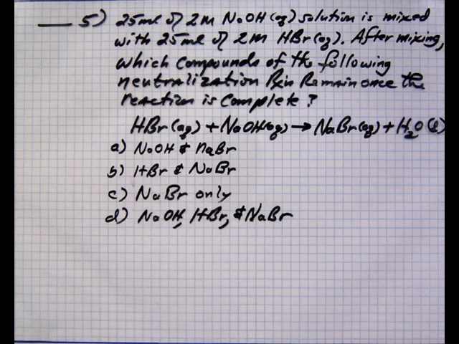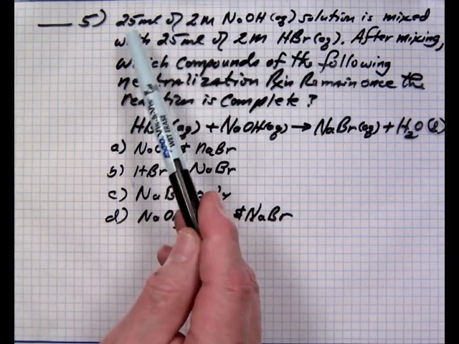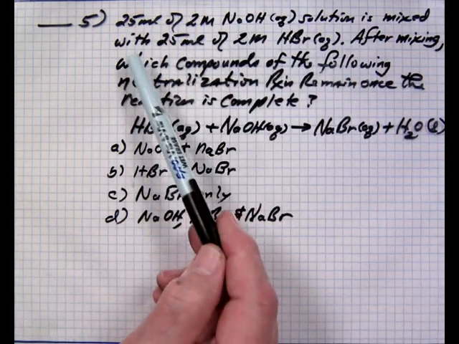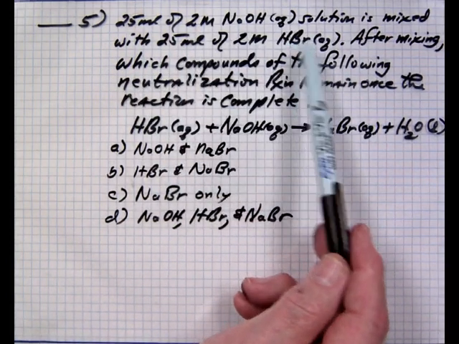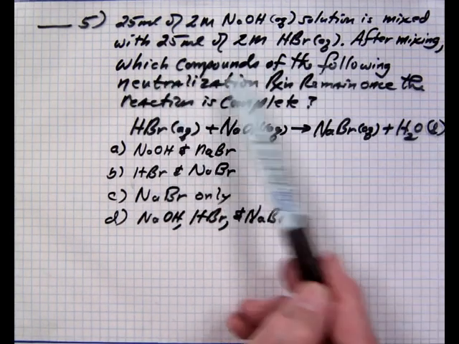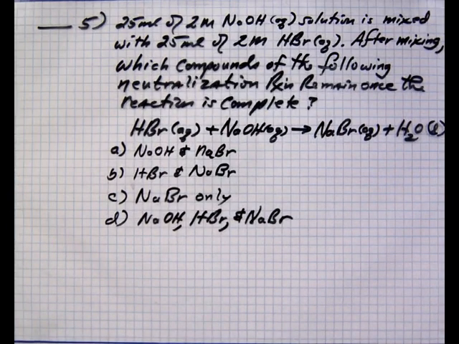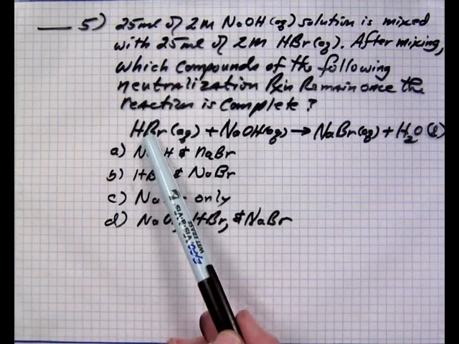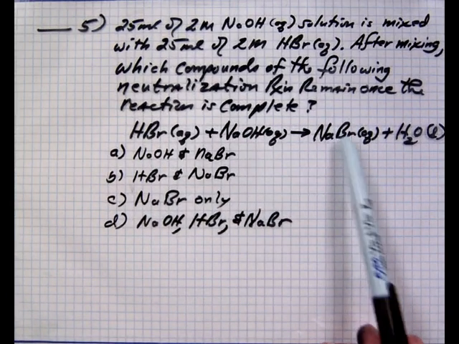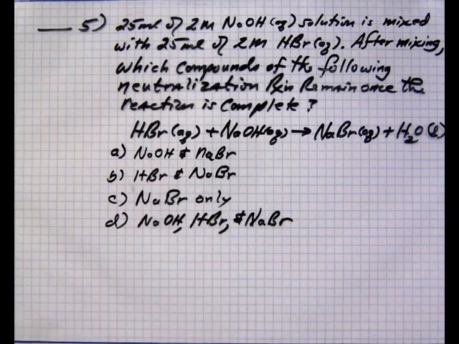For number 5, let's take into account mixing an acid and a base solution. If 25 milliliters of a 2 molar sodium hydroxide solution is mixed with 25 milliliters of a 2 molar hydrobromic acid solution, after mixing, which compounds of the following neutralization reaction remain once the reaction is completed? So we're mixing hydrobromic acid with sodium hydroxide to produce sodium bromide and water. So here are your options right here.